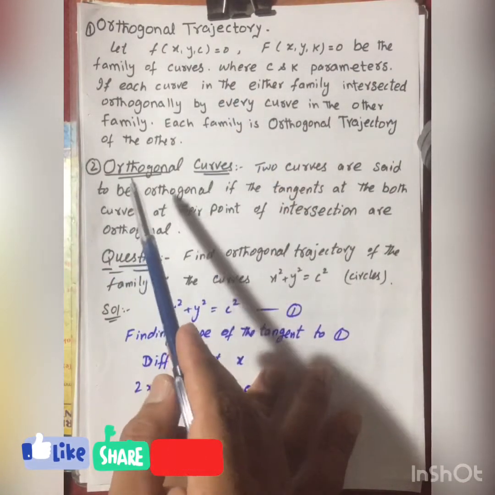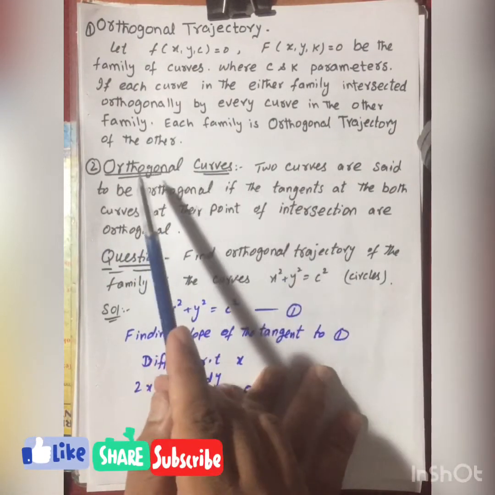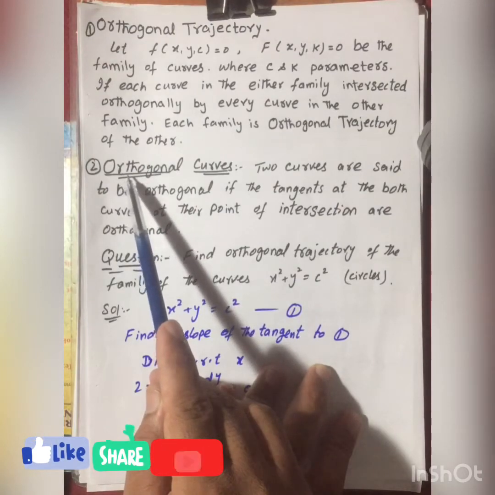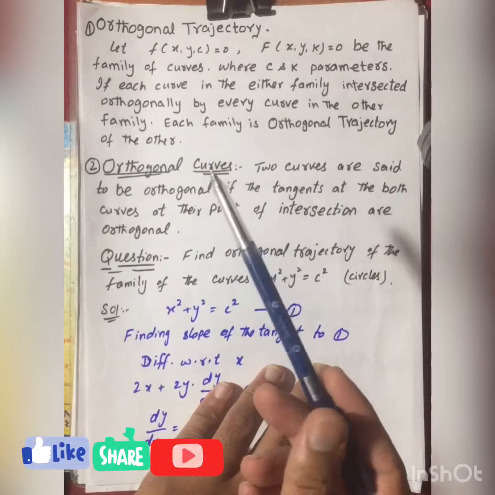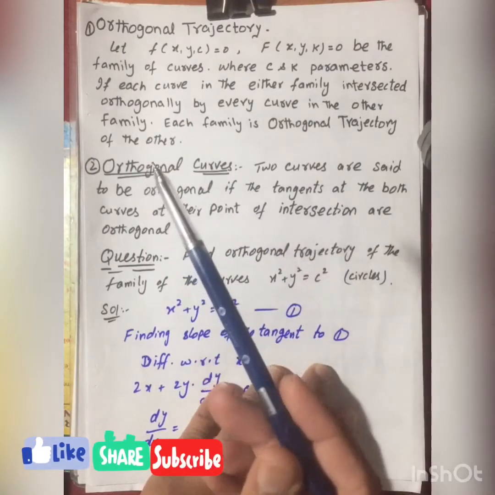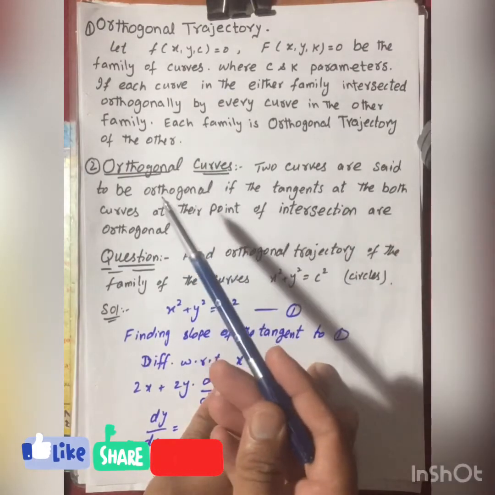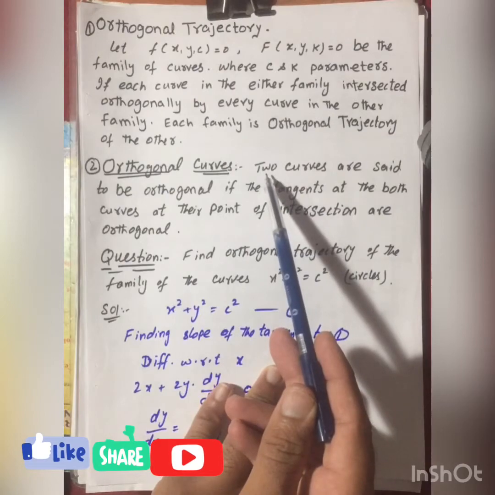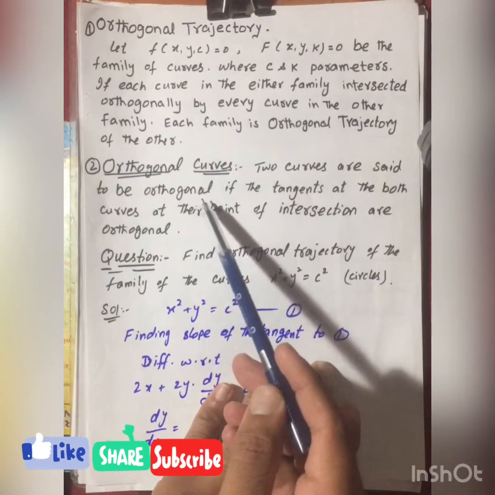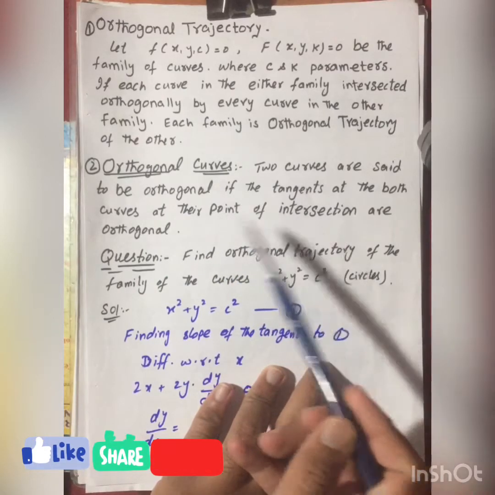In simple words, curves are orthogonal curves. First you understand about the orthogonal curves. The curves are orthogonal when the curves are intersecting at one point. At that point, tangents to both curves are orthogonal. Then the curves are said to be orthogonal curves. Let's read. Two curves are said to be orthogonal if the tangents to both curves at their point of intersection are orthogonal.